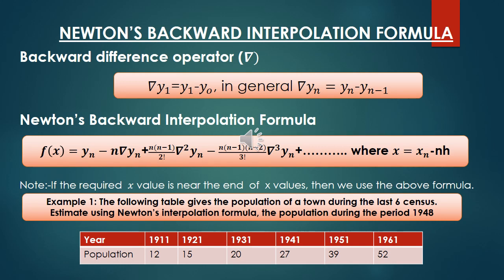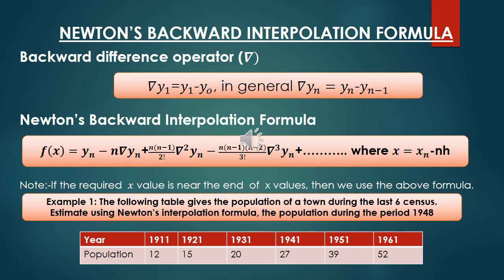The next topic is backward difference operator. Backward difference operator is denoted and defined as inverted delta. For convenience, I call del y1 is equal to y1 minus y0. That is the difference of y1 and just the back value of y1. In general, del yn is equal to yn minus yn minus 1.